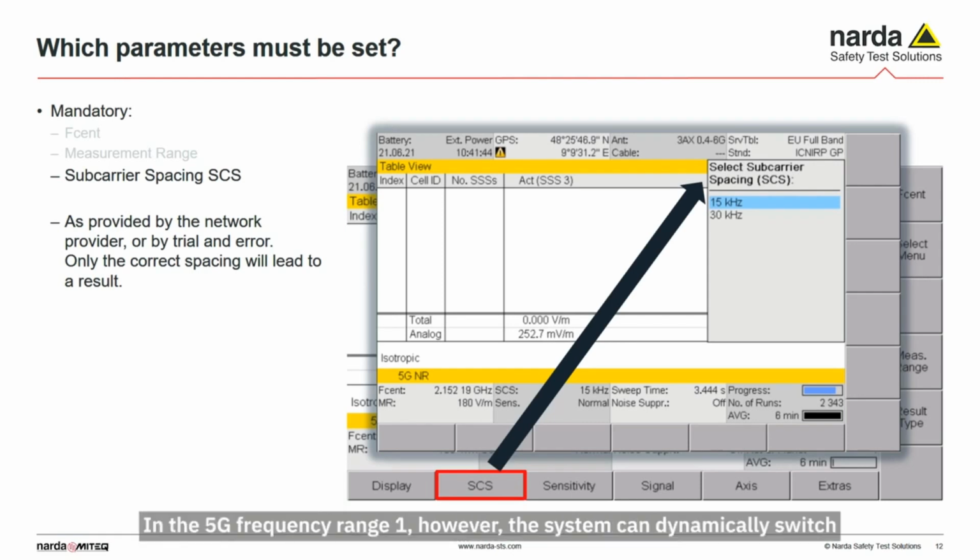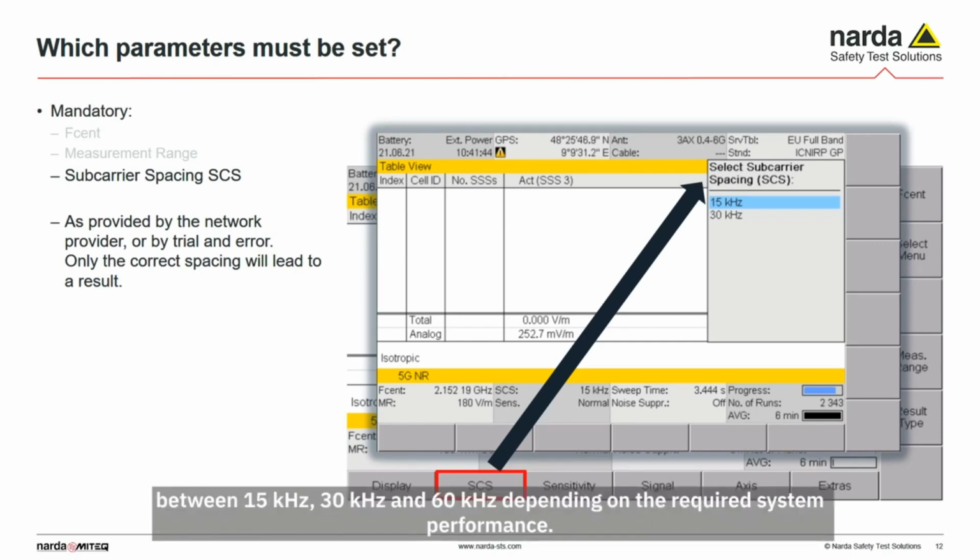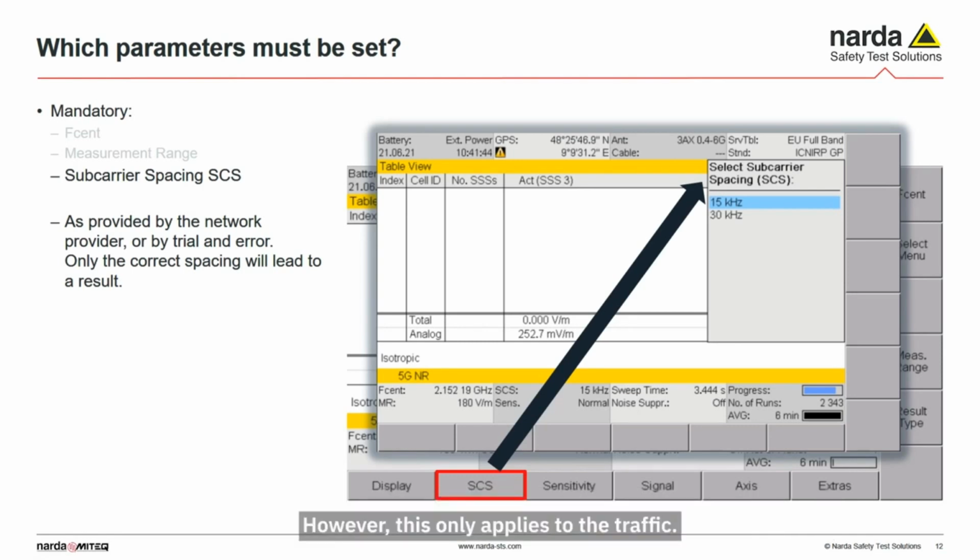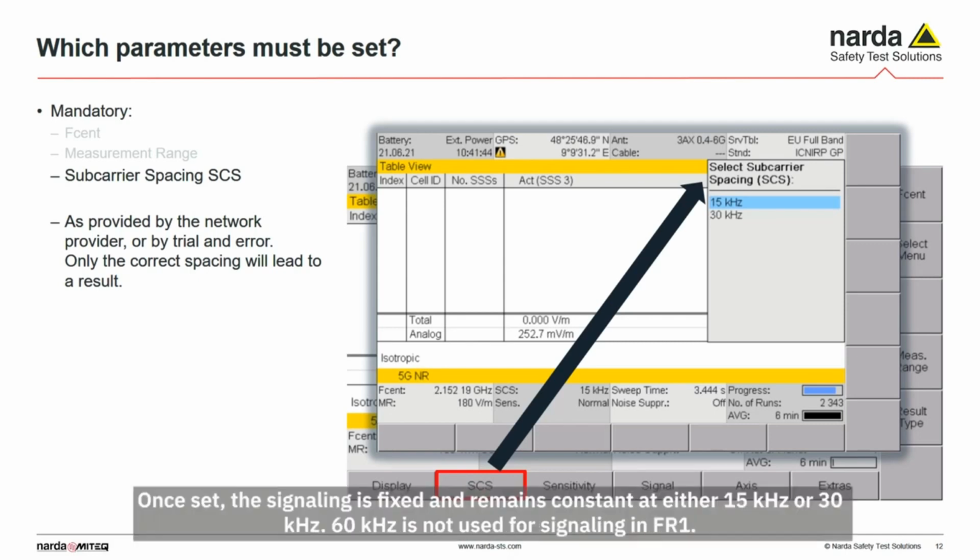In the 5G frequency range 1, however, the system can dynamically switch between 15 kHz, 30 kHz and 60 kHz depending on the required system performance. However, this applies only to the traffic. Once set, the signaling is fixed and remains constant at either 15 kHz or 30 kHz. 60 kHz is not used for signaling in frequency 1.